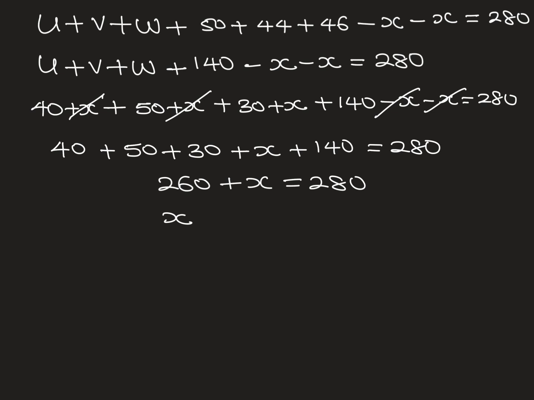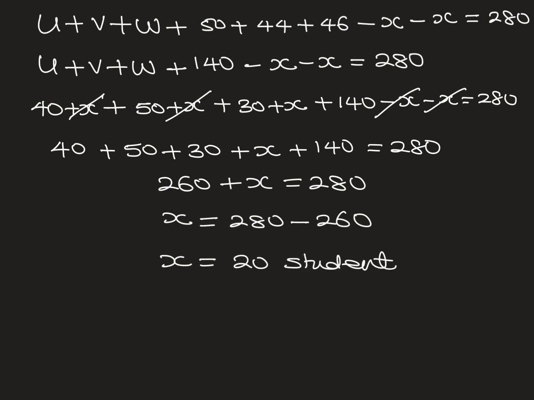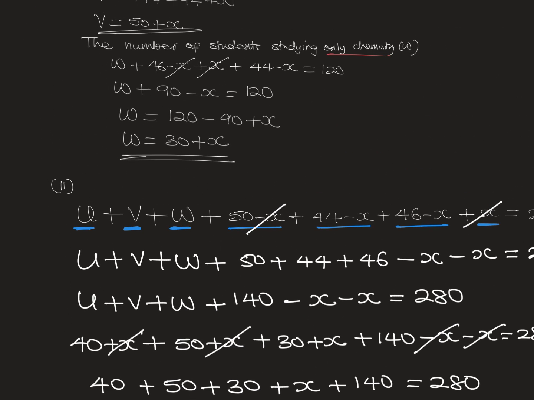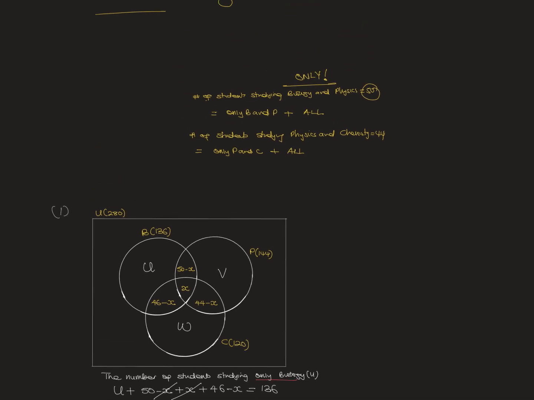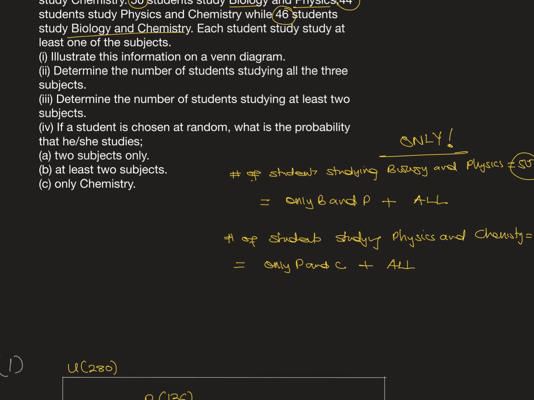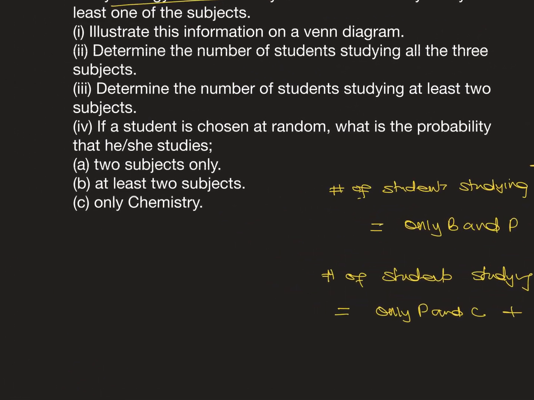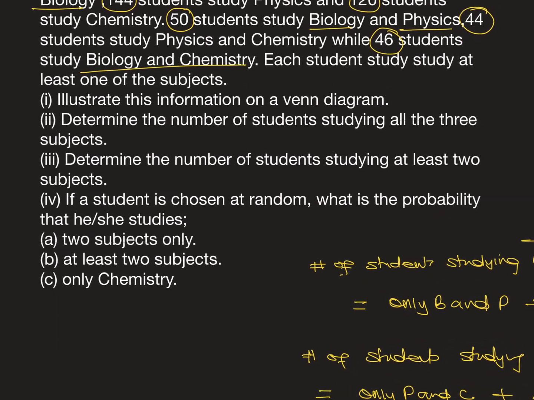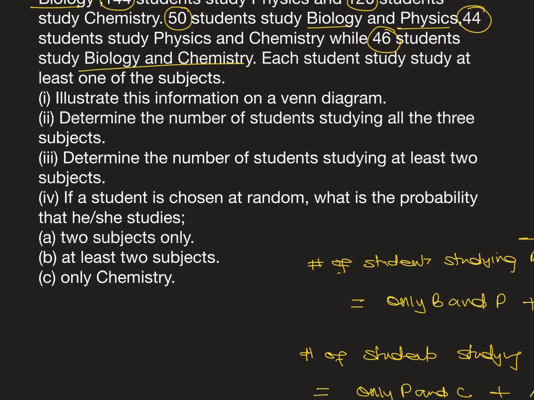So to find x will be 280 minus 260. X will be equal to 20 students. And what is x, if you can remember, is the number of students studying all the 3 subjects. So which means number of students studying all the 3 subjects were 20 students. All right? Okay. So question 3, it says determine the number of students studying at least 2 subjects.